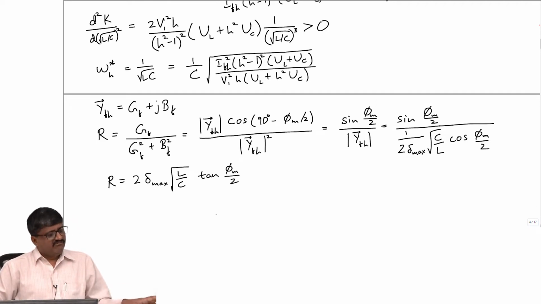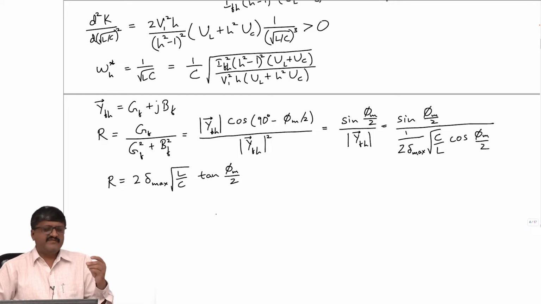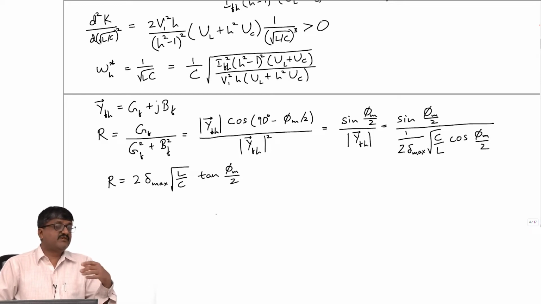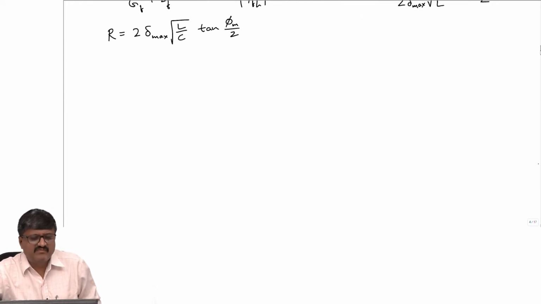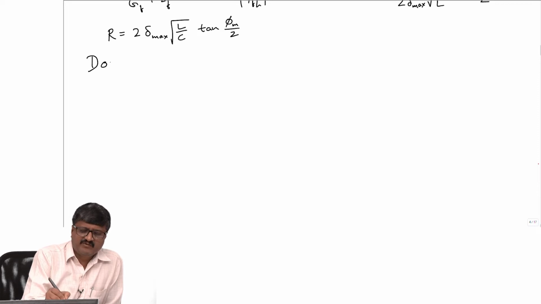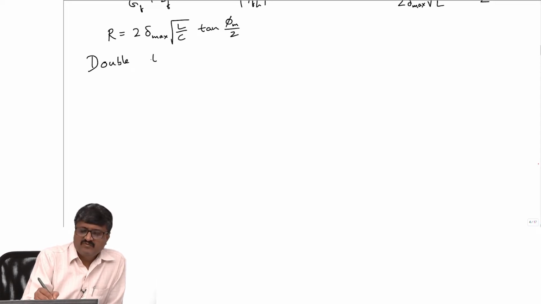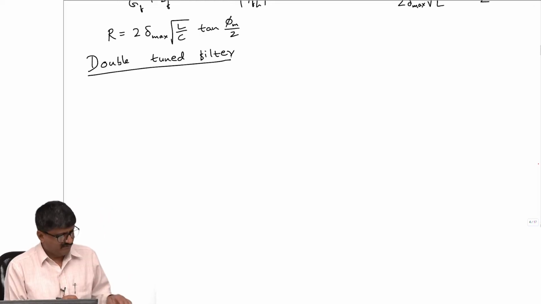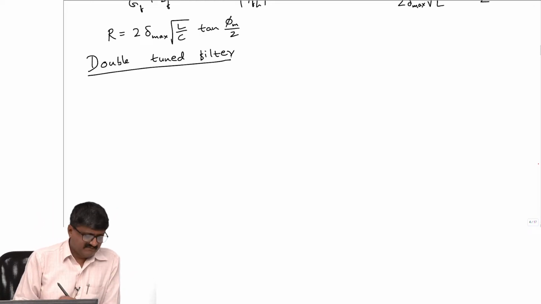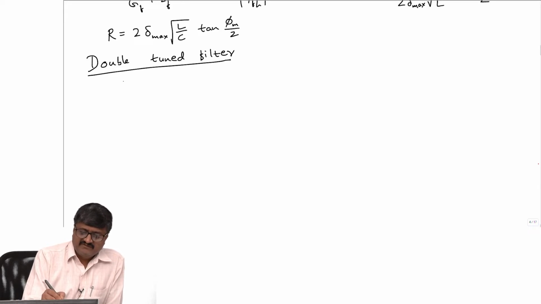Okay. Now, instead of that, what one can do is, instead of a single tuned filter, we can also have what is known as a double tuned filter, which will act to minimize two frequencies. So, it will do the job of two single tuned filters. I can have one double tuned filter instead of two single tuned filters. Now, I will just give the circuit diagram. We will then see how it works.